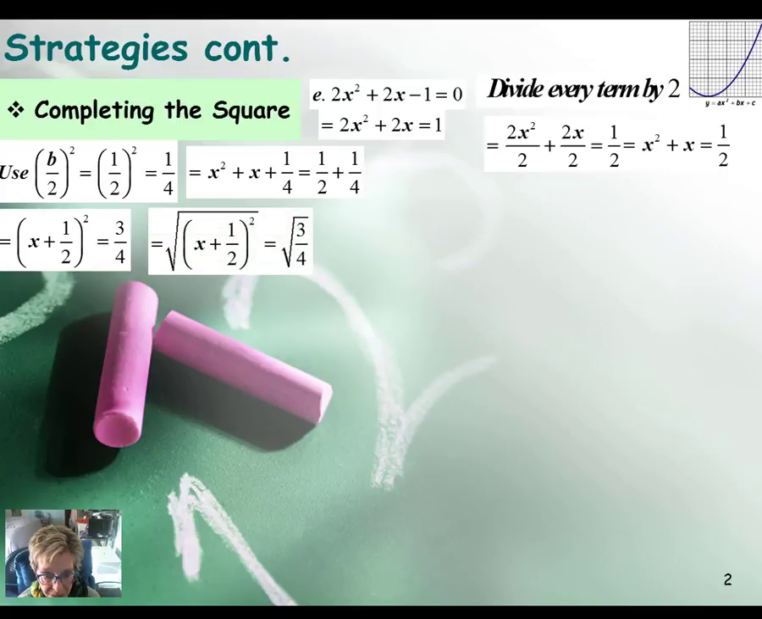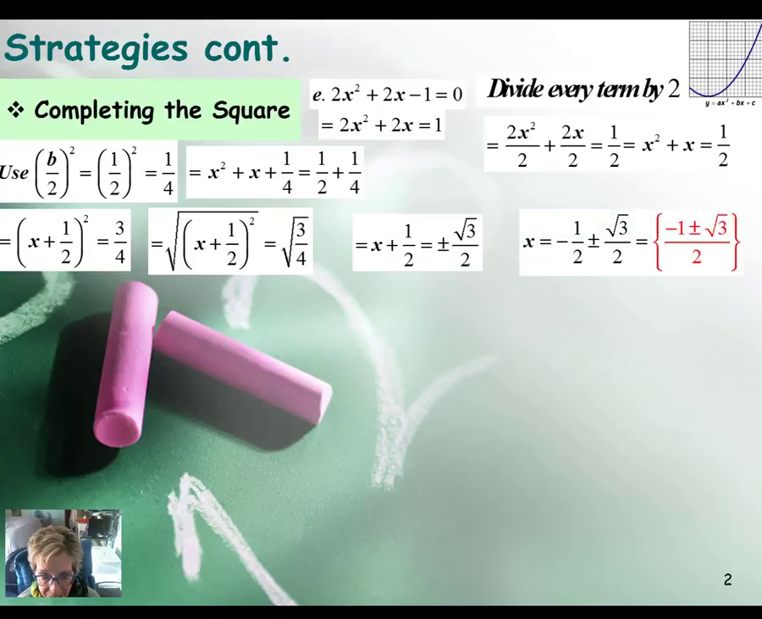Now I'm going to use the square root property, take the square root of both sides, and that gives me x plus 1/2 on the left. On the right, I have plus or minus the square root of 3 over 2. I subtract 1/2 from both sides, and my solution to this example is -1 plus or minus the square root of 3 over 2 in braces.